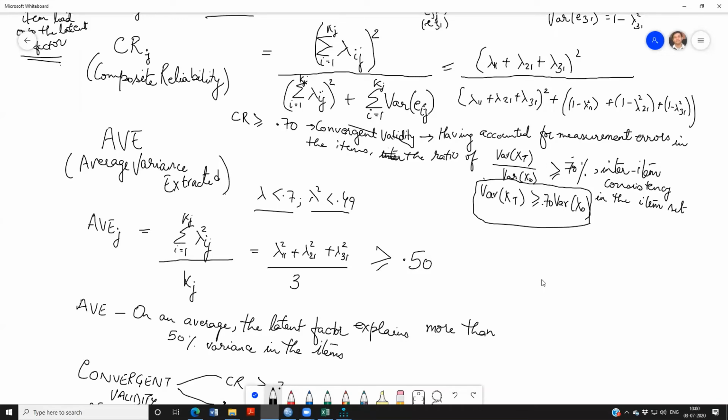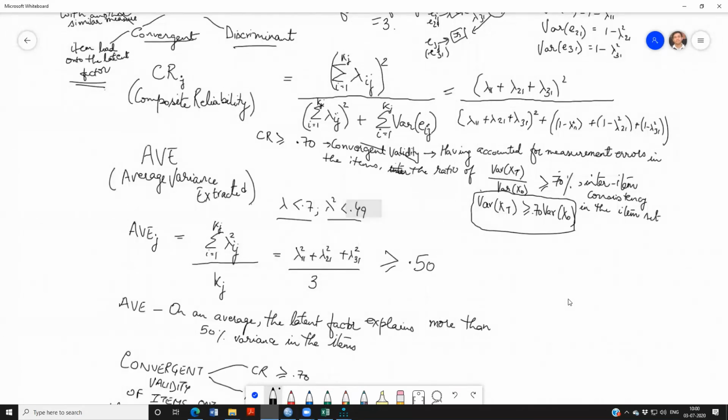Yes, you can drop items during CFAs. It is perfectly fine. As I just mentioned, if your lambdas are low, you drop those items and work with it. We will do it right now, when we do CFA for procedural justice and CFA for creativity, we'll look at it.